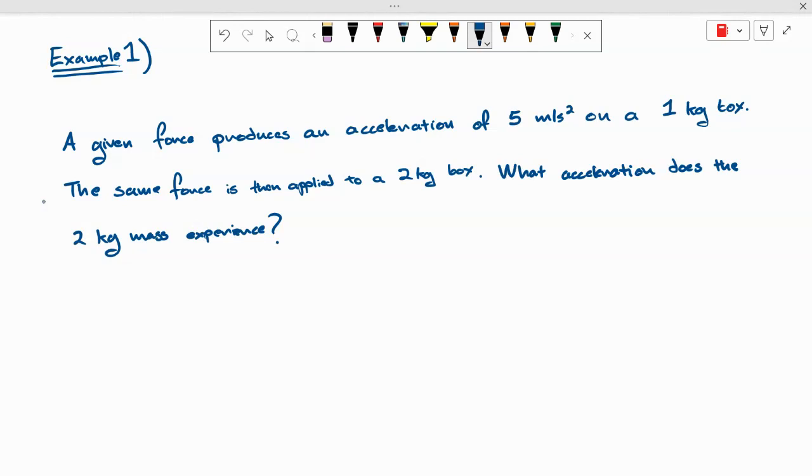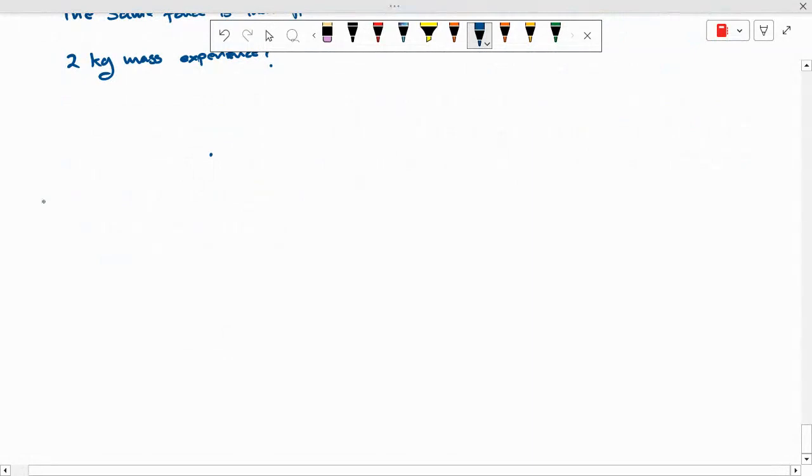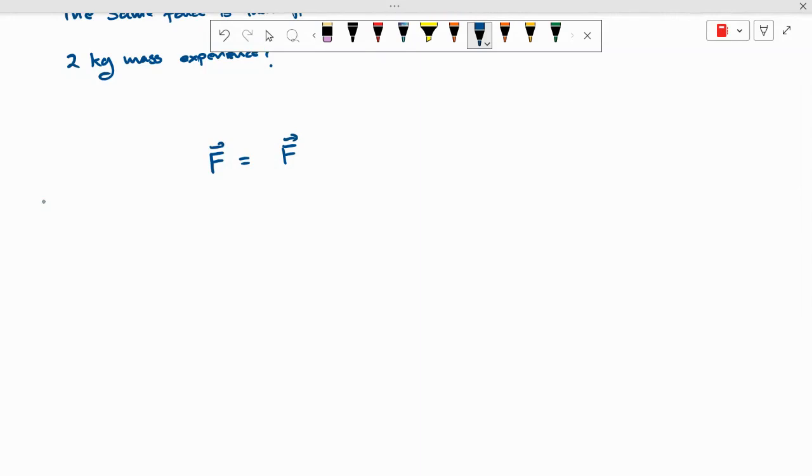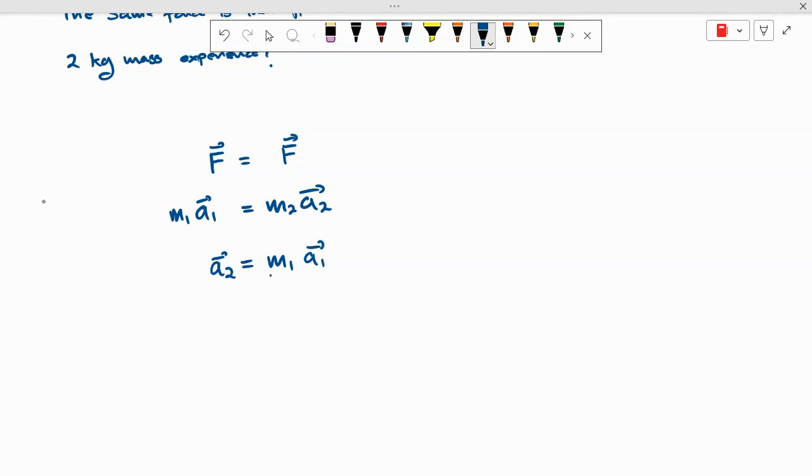All right, let's quickly run through this one. We have that the two forces are equal. And from Newton's second law, they are both equal to mass times acceleration, m1 a1. So A2 must be equal to M1 A1 divided by M2.